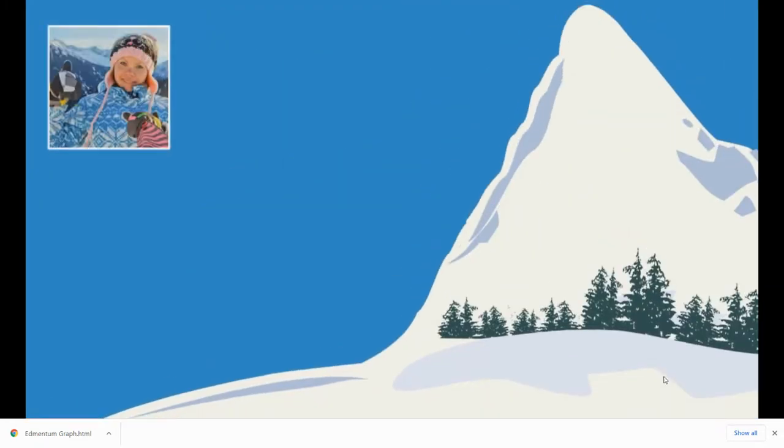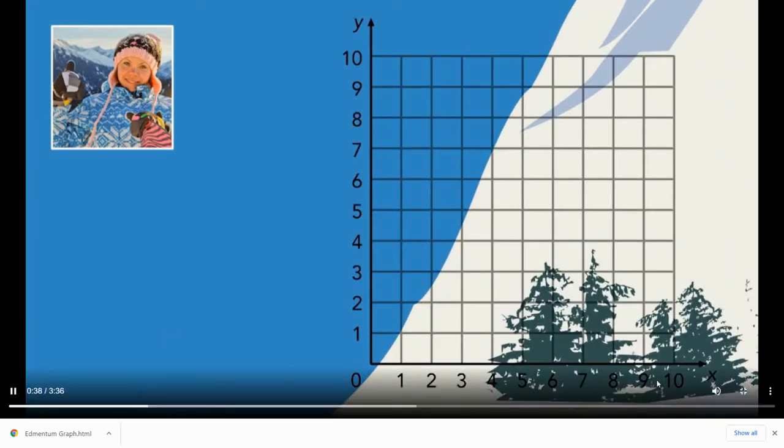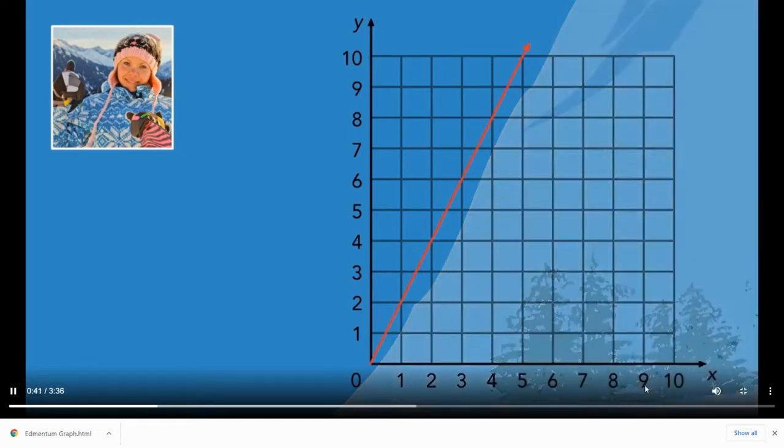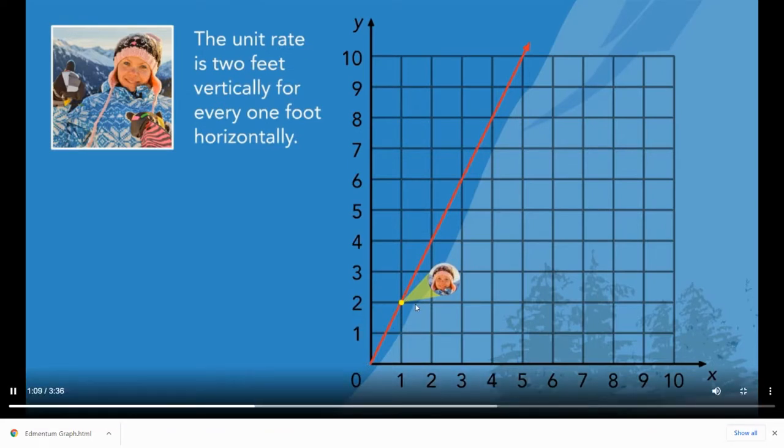It's time to learn about slope. Look at this graph. Let's imagine that it's the slope of the lift taking Daphne up the mountain. I get to ride now? In a minute. The x-axis is the horizontal distance. The y-axis is the vertical distance. And the slope of the chairlift, represented by the red arrow, is constant. So, for each foot you go horizontally, you go 2 feet vertically. The unit rate is 2 feet vertically for every 1 foot horizontally.